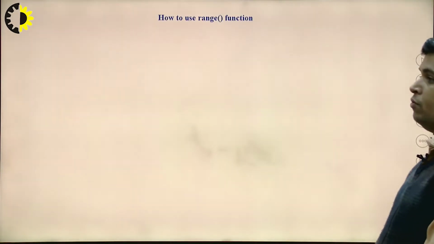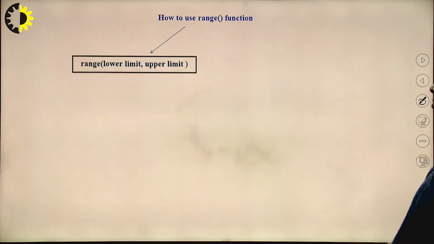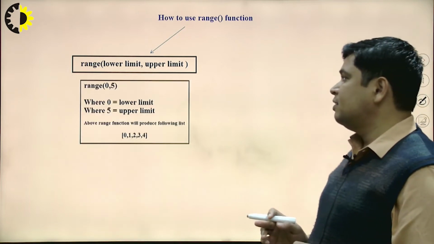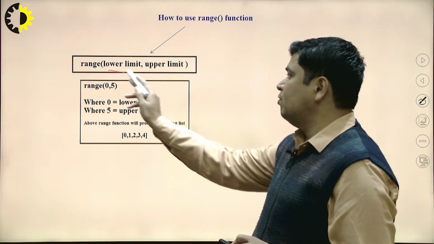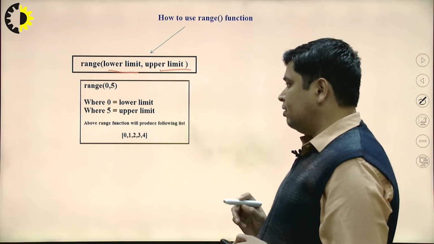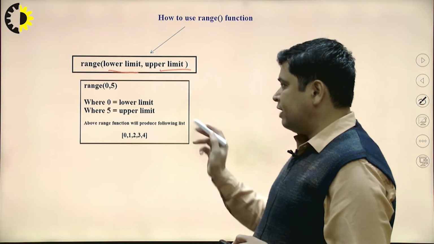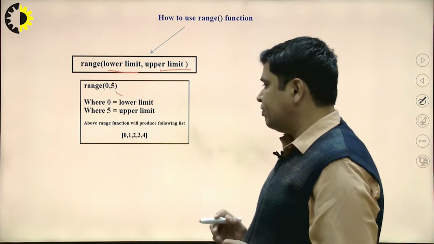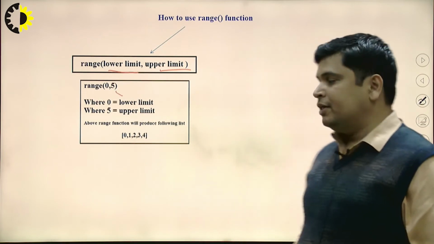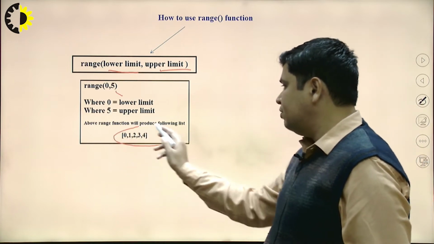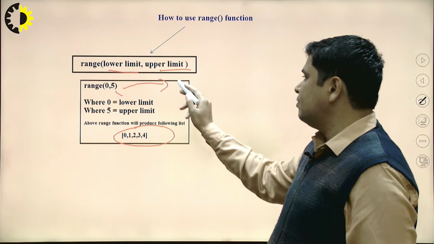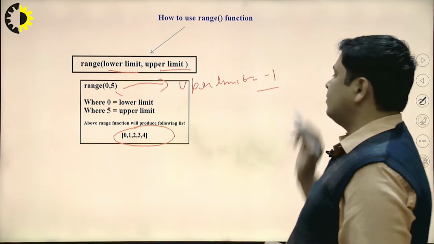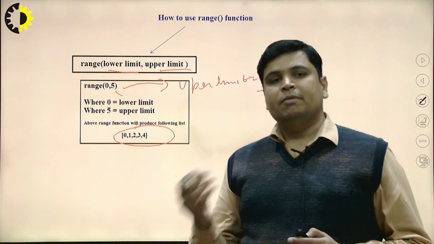Now, how to use the range function? The range function has two formats. The first one contains two arguments: the first is the lower limit and the second is the upper limit. In this slide, you can see the lower limit is 0 and the upper limit is 5. When this function is executed, it immediately generates the sequence from 0 to 4, because the upper limit goes to the upper limit minus 1.